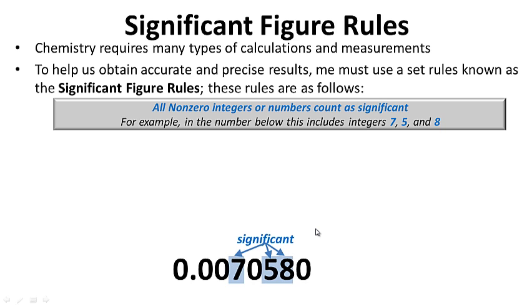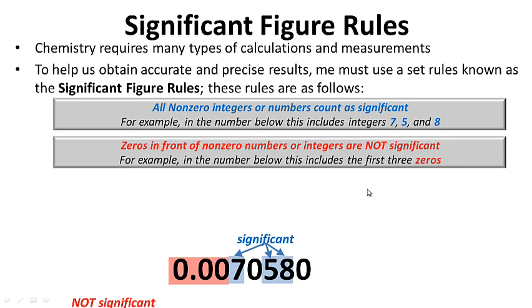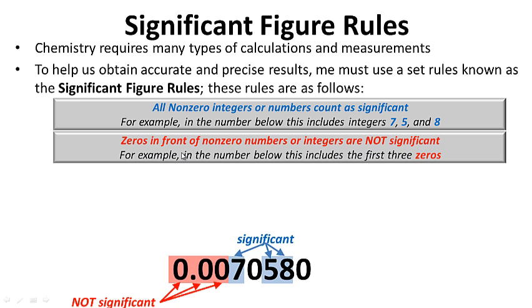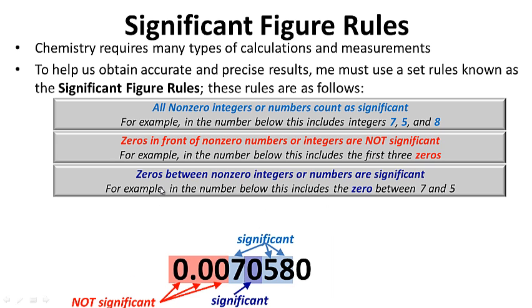For example, in this number below, we have 7, 5, and 8. Those are significant. Another rule: zeros in front of non-zero integers are not significant. So these 3 zeros are not significant. However, zeros between non-zero integers, like this 0 between the 5 and the 7, which are non-zero integers, are significant. So in the number below, this includes the 0 between 7 and 5. This is significant.